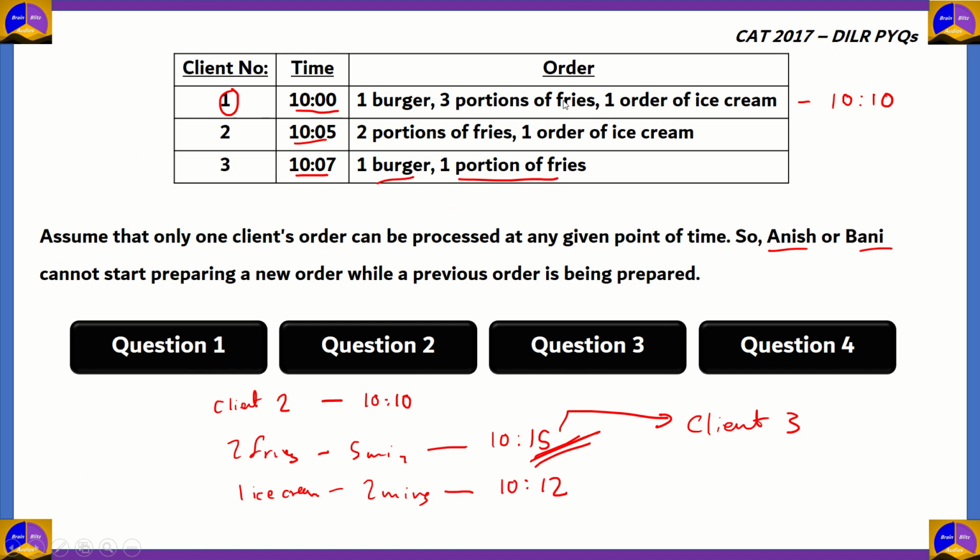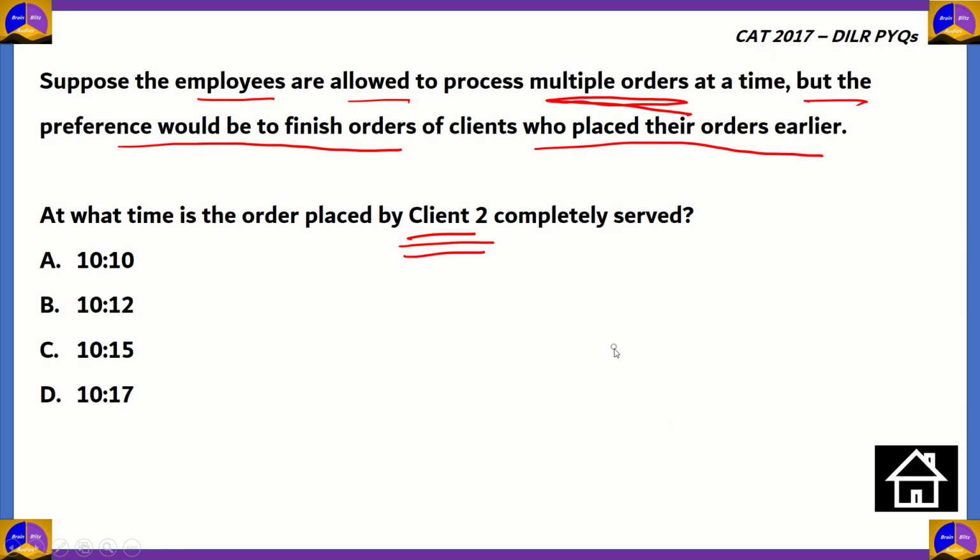Now, that meant that we could only start with client 2 after finishing client 1. However, the new conditions, if you look at them, say that now you're allowed to process multiple orders at a time. So basically what that means is both employees, who earlier were restricted to working on one client, can now process more than one client.